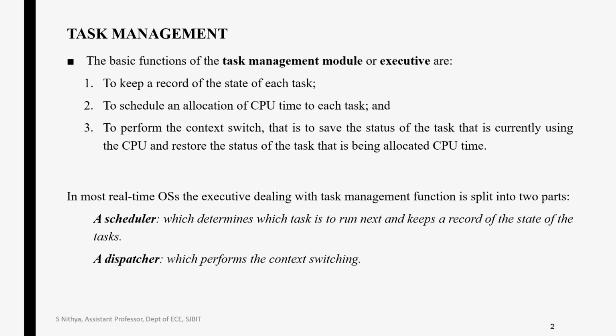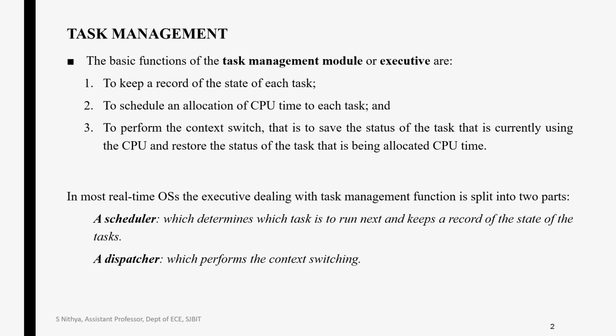The second one is scheduling. Scheduling is nothing but allocating the CPU to each and every task. The third one is to perform the context switch. Context switching is nothing but saving the current status of the process, so that whenever it is executed again, we can restore the current status. That's why we go for context switching. So these are the basic three functions of task management.